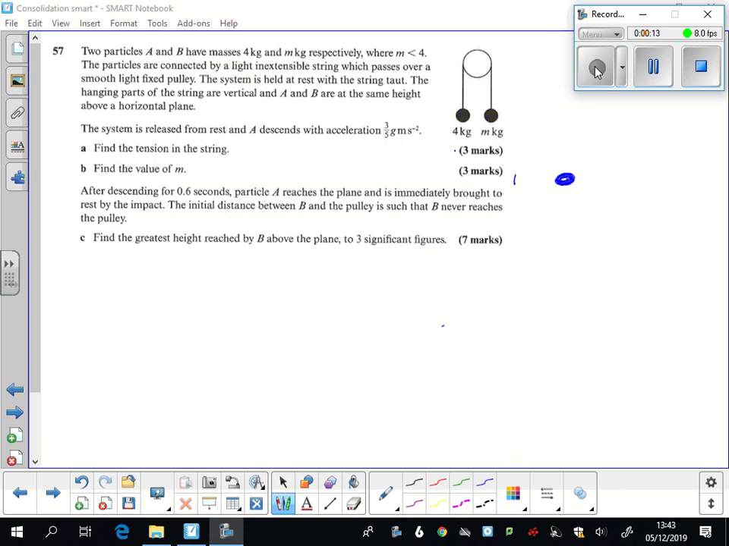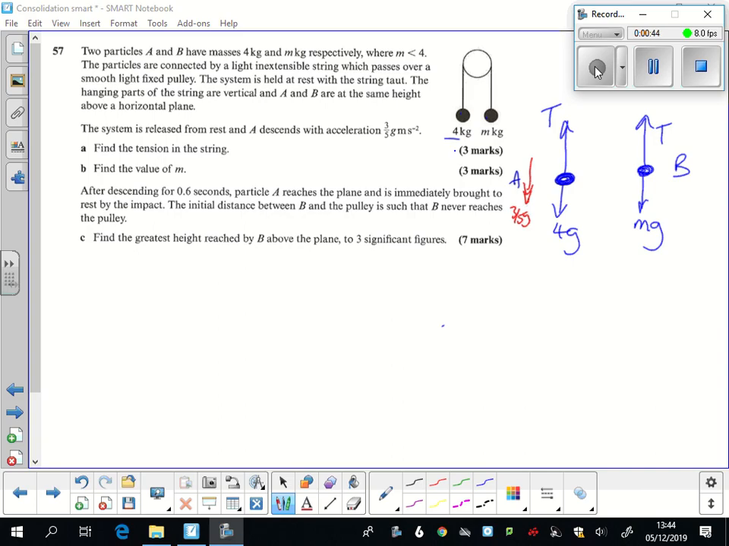And we've got A here with a mass of 4 kilograms. So it's got 4g pulling it down, and it's attached by a wire, so there's some tension holding it up. We've also got B, and B has got mass m, so we've got mg pulling it down, and also there's the tension there pulling it up. When it lets go, A descends with an acceleration of 3/5 g.